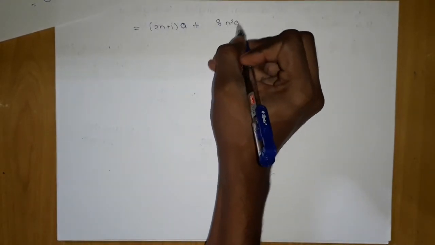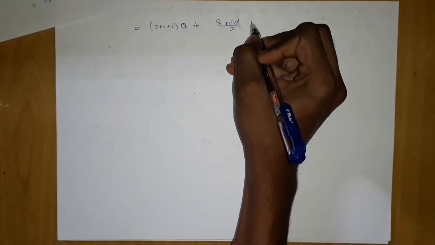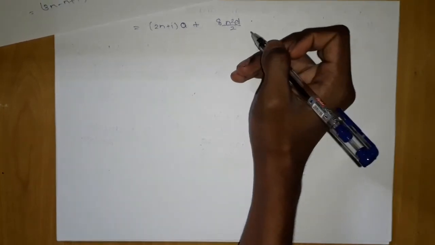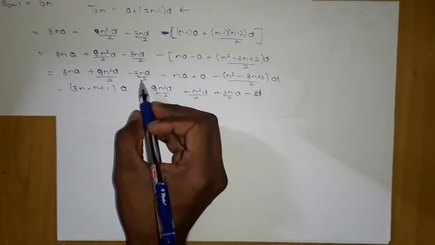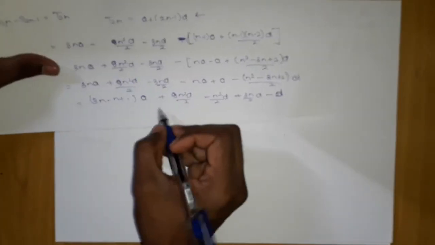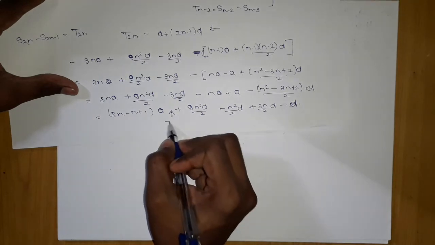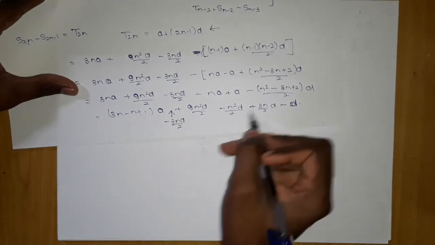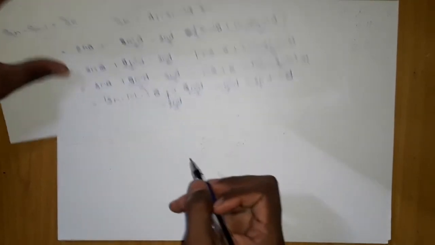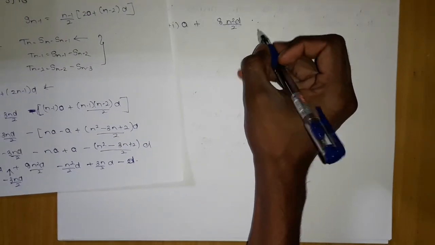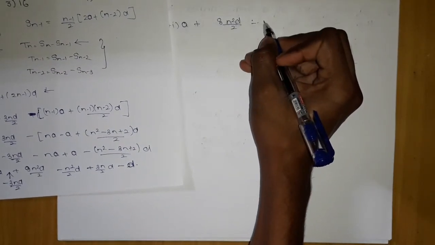me 8n square d by 2, and this will give me the next thing. One more thing, here there is present and here it is plus. I forgot to write here, this thing minus 3n, so I'm writing here minus 3n d by 2. Now you can see these two are same, so they will cancel out, giving me my final answer as minus d.